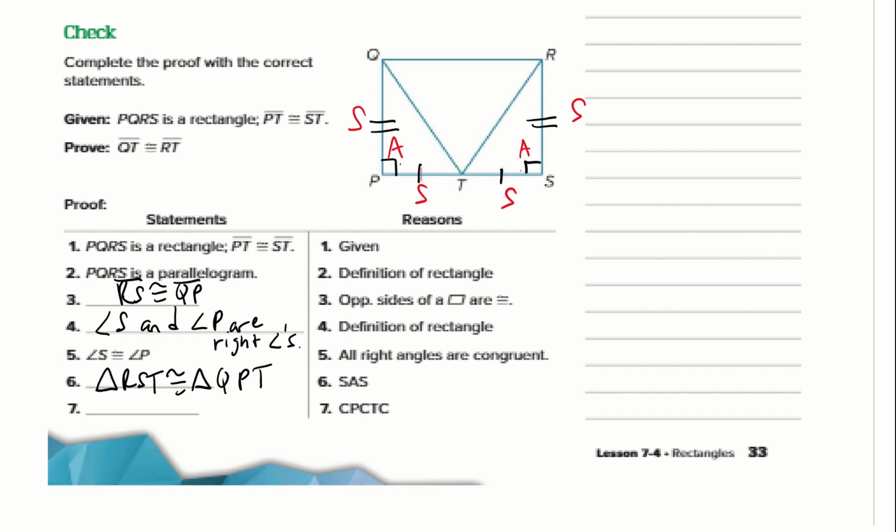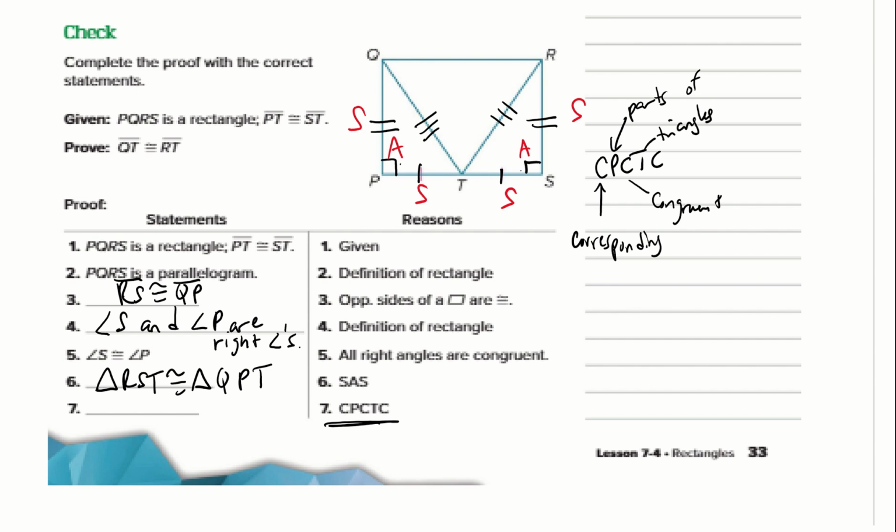Now, because those two triangles are congruent, this third side must be congruent by CPCTC. Remember, CPCTC stands for corresponding parts of congruent triangles are congruent. So if the triangles are congruent, then the corresponding parts, these ones that match up, have to be congruent. Okay, and that is the end of the proof.